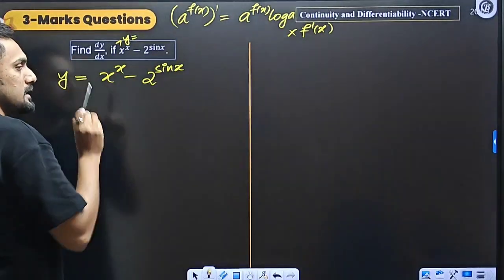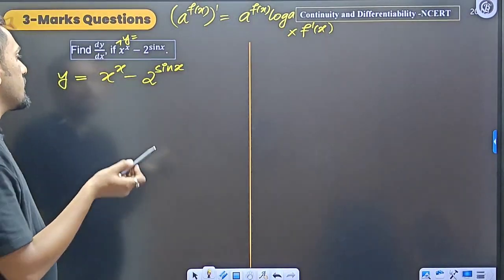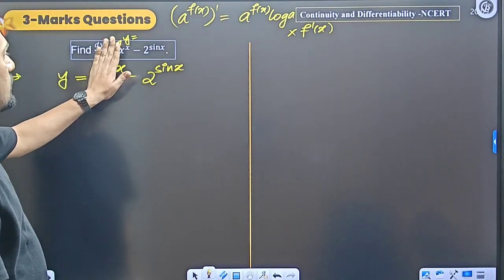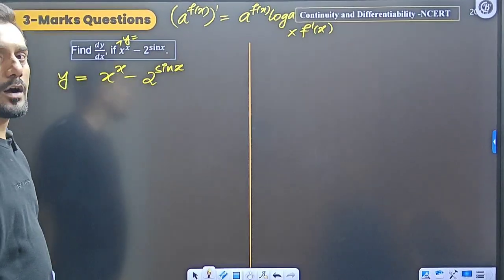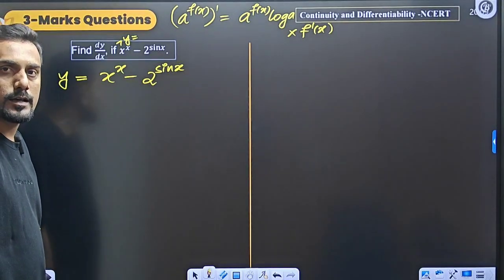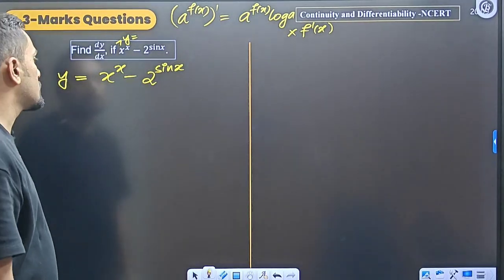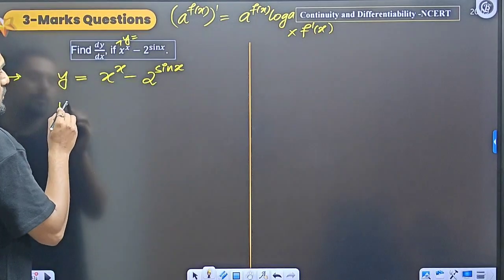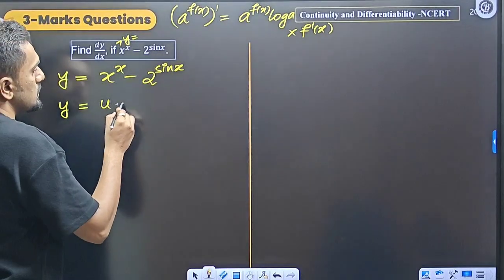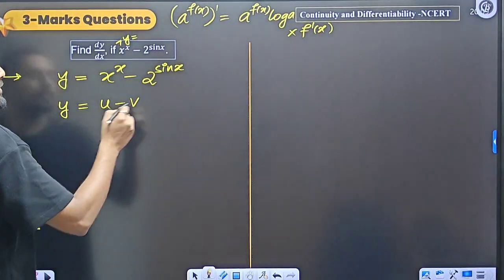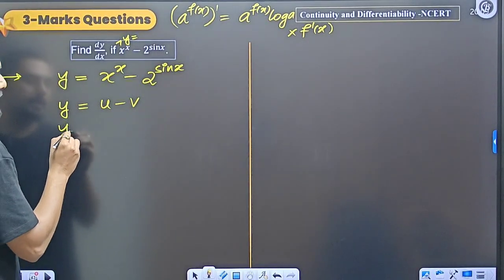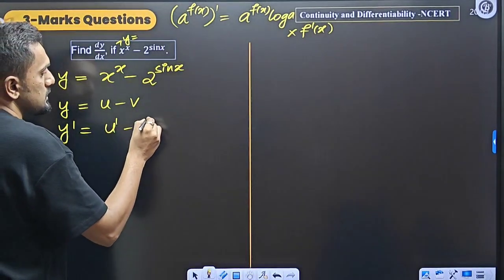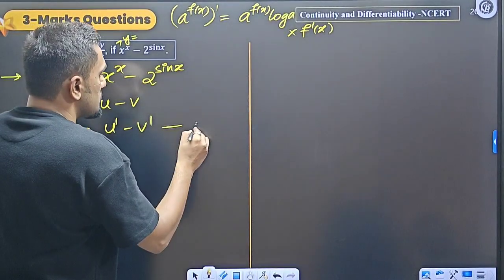While differentiating this, if we directly take log on both sides, then this becomes log of a minus b. We do not have a formula for log of a minus b. So in that case what I should do is take these two functions separately. What I will do is y is equals to u minus v. So if I differentiate this function with respect to x, then it becomes y dash or dy by dx is equals to u dash minus v dash. Let me call this equation 1.